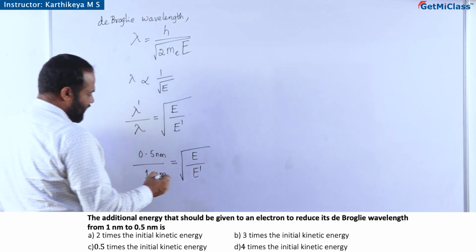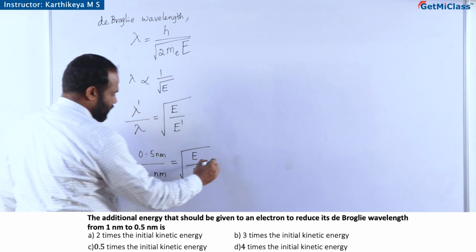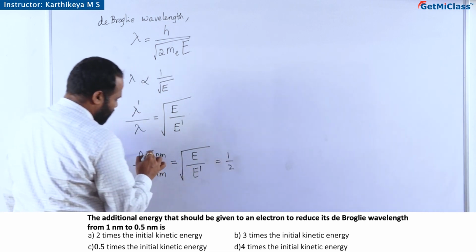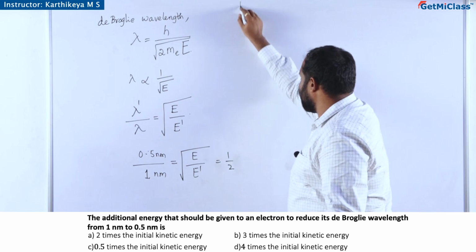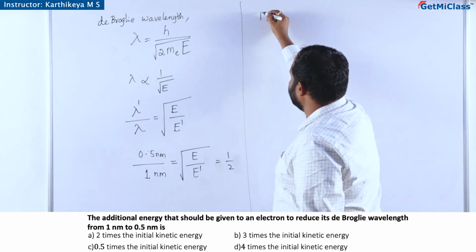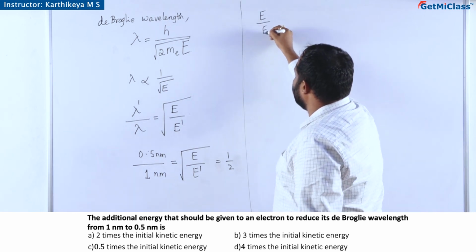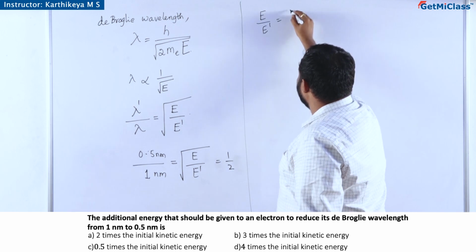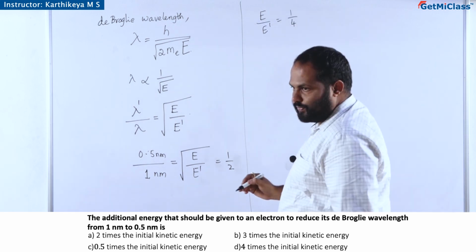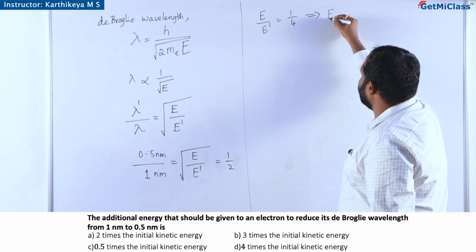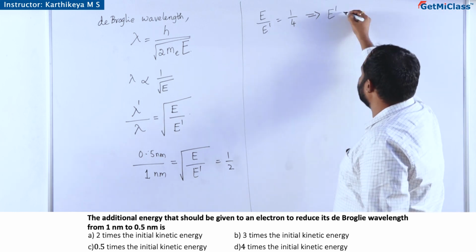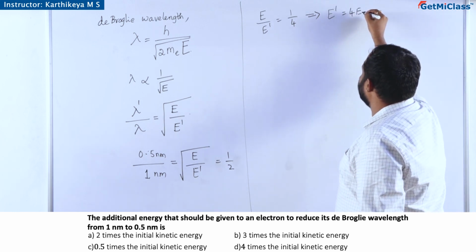Now, I have to square this up. This is literally half, because 0.5 is half. Now, when I square this up, E by E dash is 1 by 4. That implies, rearranging, the final energy of the electron is 4 times the initial energy.